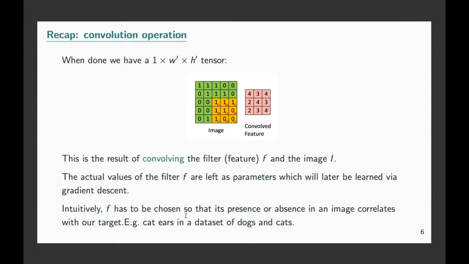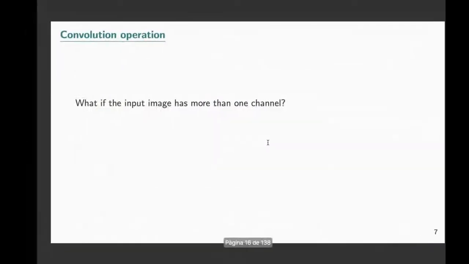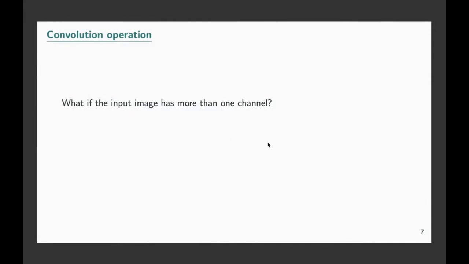Okay, so this is what I said at the beginning. The filter has to be chosen so that its presence or absence in an image correlates with our goal. For example, if we want to classify dogs and cats, a filter could be cat ears. And here we can see how the convolution goes. So this is for black and white images where there's only grays.